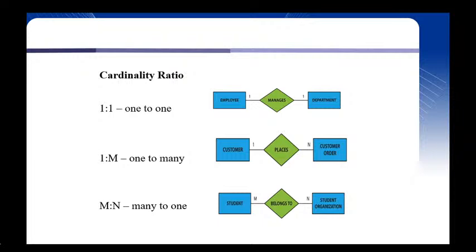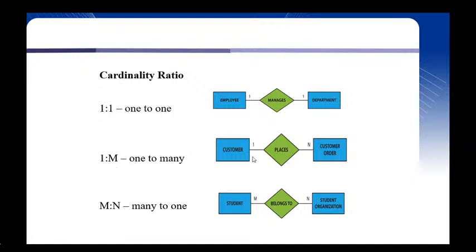Now let's move forward to cardinality ratio. For the cardinality ratio, we have three. We have one-to-one, one-to-many, and many-to-one. So we have here examples. For the one-to-one, we have here example 1. Employee manages department. It is one-to-one because one employee manages one department, and one department is managed by one employee. That's why it's one-to-one.